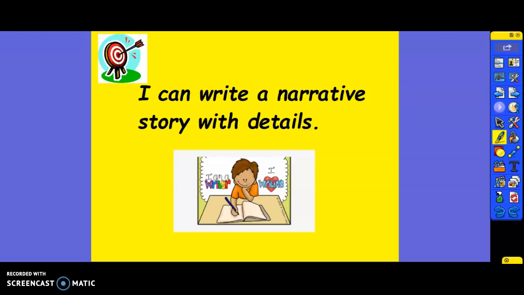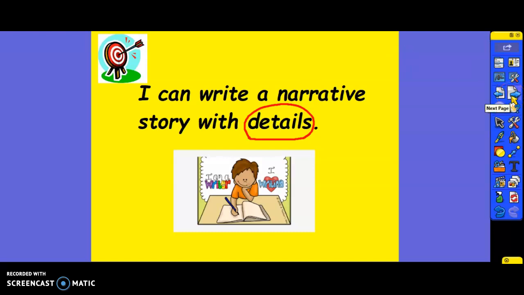So today our target is I can write a narrative story with details. That's right. That means you're going to be writing a story to tell your readers. And it's going to have lots of important details. That's a very important word today. Details help your reader actually visualize, understand, and see your story.